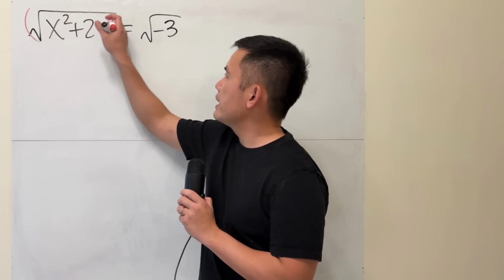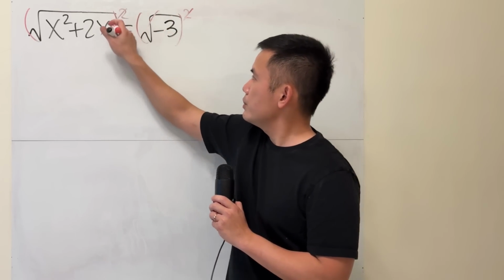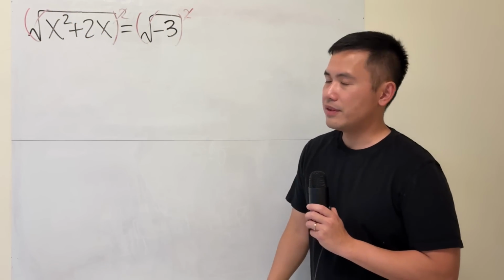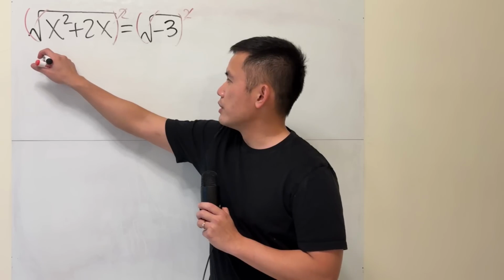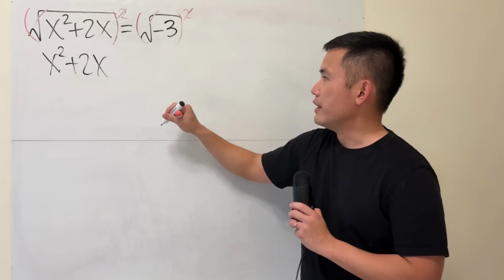Here, let's just go ahead and square both sides so that we can cancel the square and the square root, and on the left hand side too. So we get just x squared plus 2x, and that is equal to negative 3.